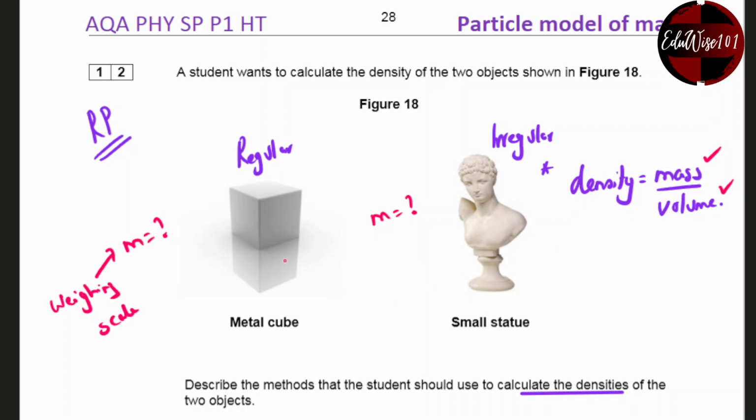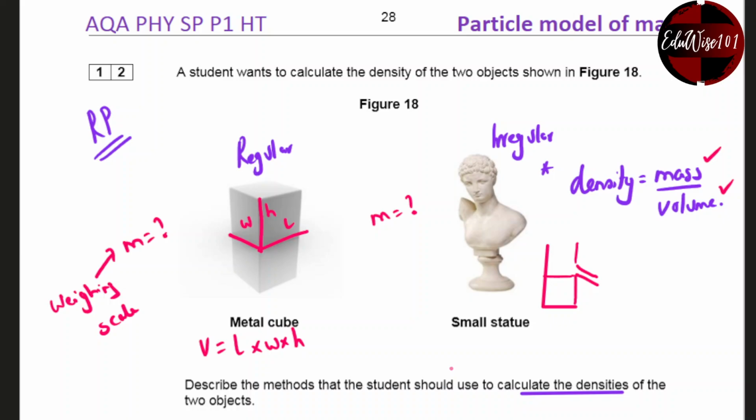Now, to find the volume, because it's a regular object, that's the length, width, and the height. So remember, volume of a regular object is the length times the width times the height. Now for a small statue, it's very hard to determine taking measurements. For that, you would need a Eureka can or a measuring cylinder, if that object can actually fit into the measuring cylinder. Let's use a Eureka can, which is basically like this.